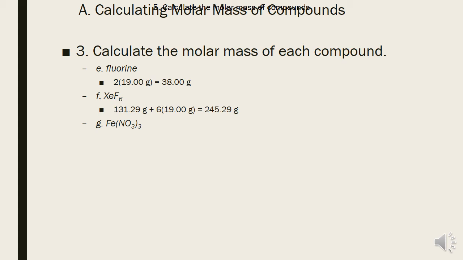All right, last example here. We have iron 3 nitrate. Again, ask yourself, how many moles of each element are there? We have 1 mole of iron, there are 3 moles of nitrogen, and there are 9 moles of oxygen. So the molar mass of iron plus 3 times the molar mass of nitrogen plus 9 times the molar mass of oxygen gives you 241.88 grams.